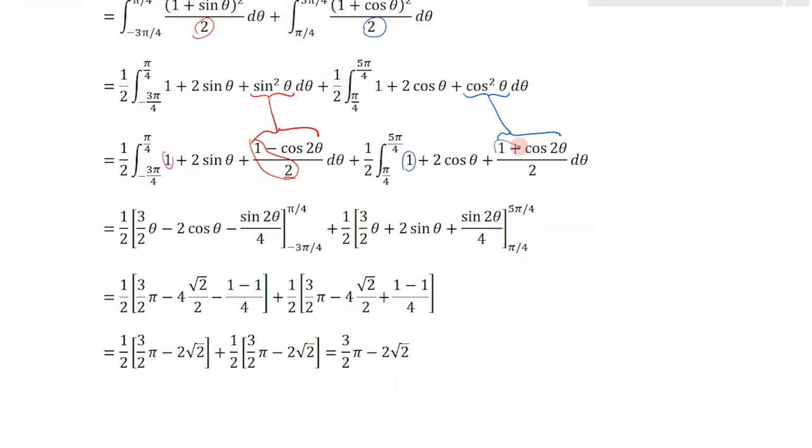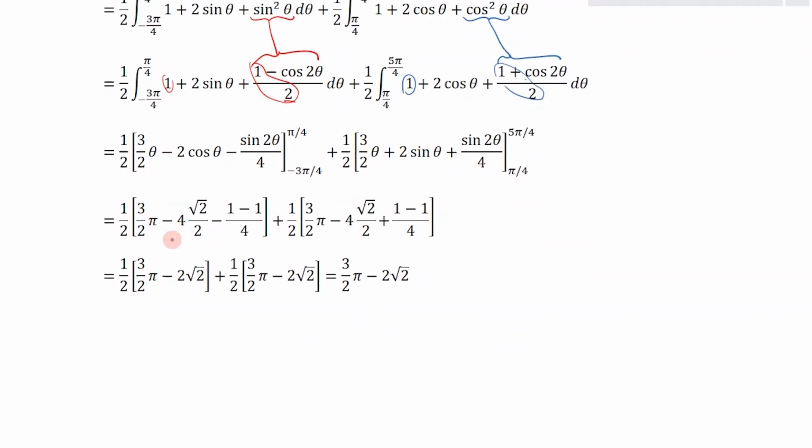From here and from here, 3 over 2 theta plus 2 sine theta. Because it's a sine, we put a plus, then it's plus sine 2 theta over 4 again. For the same reasoning, it was a 2, this 2 made it a 4, and we have plus here because of this plus. Remember here minus was because of this minus. Endpoints are π/4 and 5π/4.